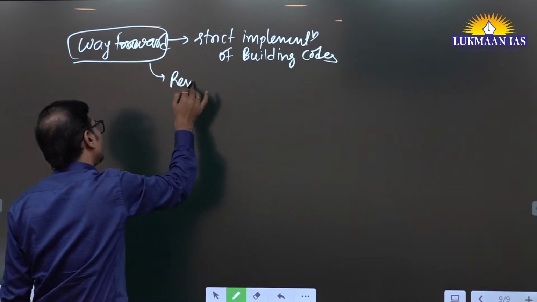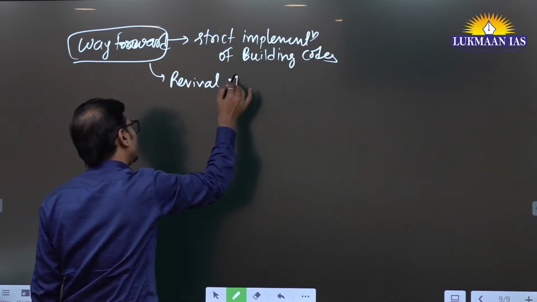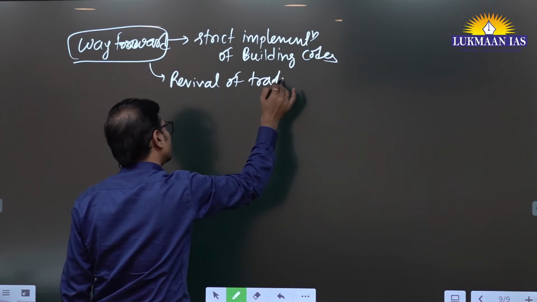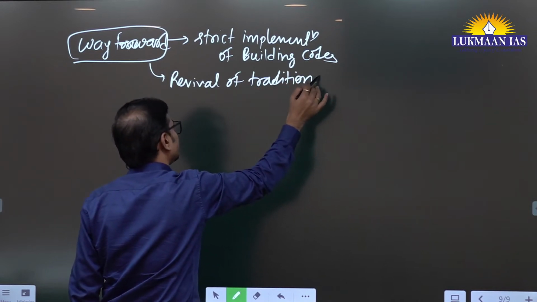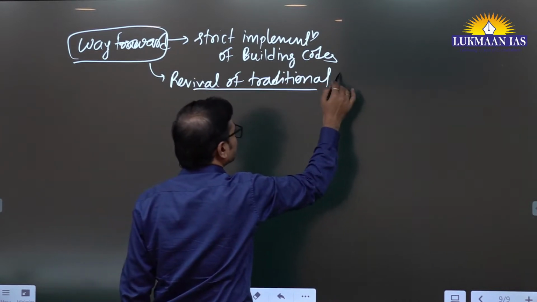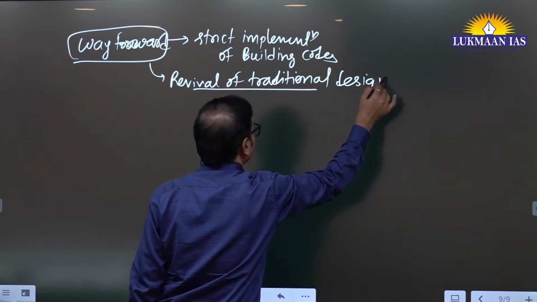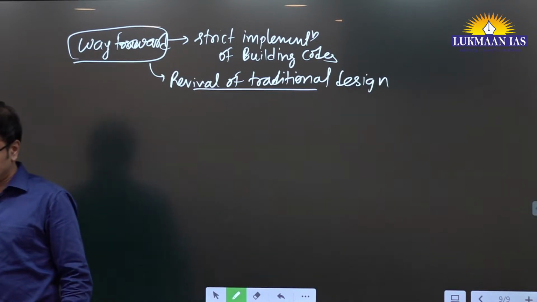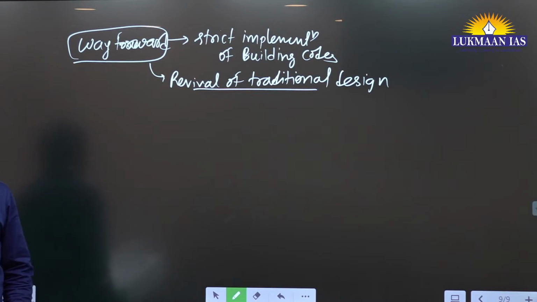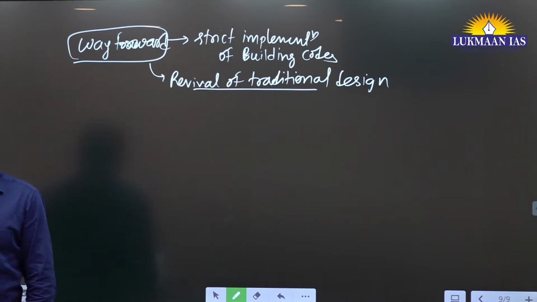Revival of traditional designs. Like in the Himalayas, Himachal Pradesh, we have a traditional design of building homes. उसका नाम भी डाला है हमने. ठीक है. Kathkuni style in Himachal Pradesh. Earthquake resistance.